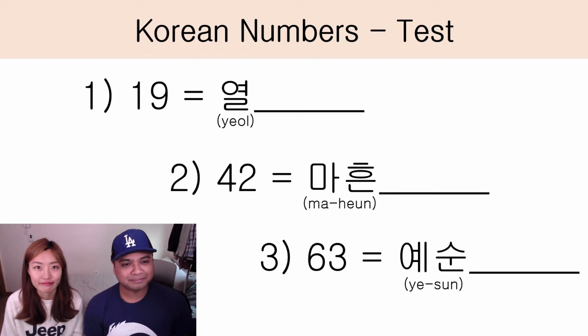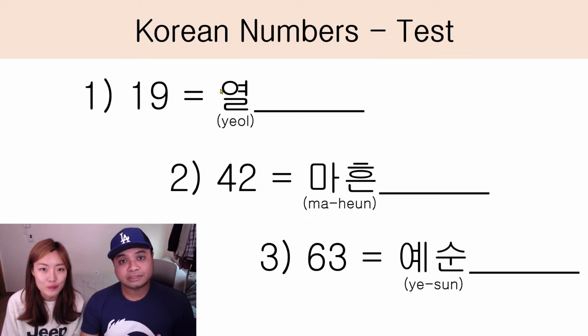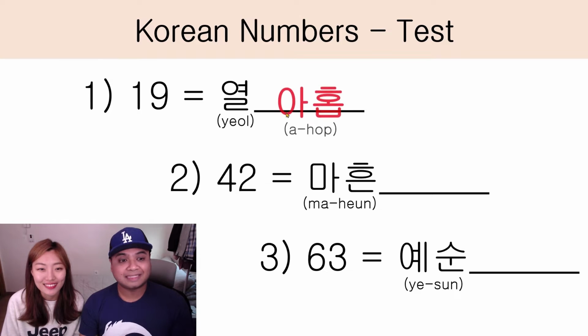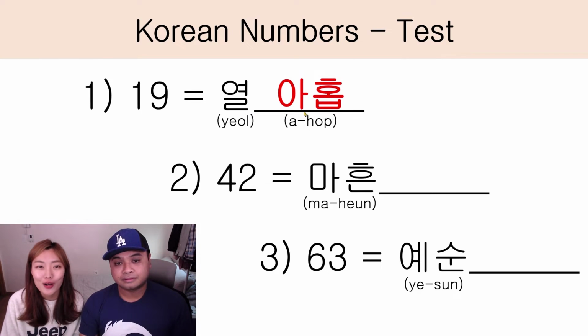All right, time's up. Question number 1 is 19. Of course, to say 19, you need to have 10 and 9. To say 10, you need to say 열, to say 9, 아홉. So to say 19, 열아홉.